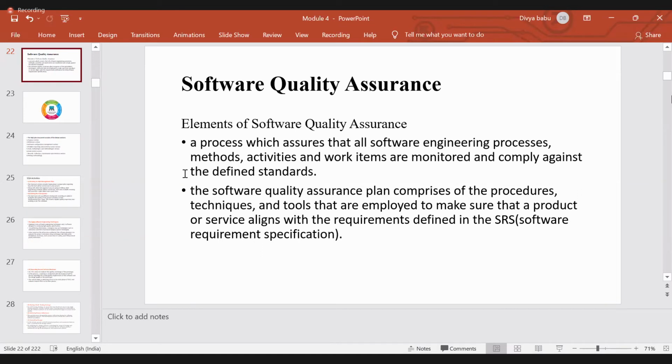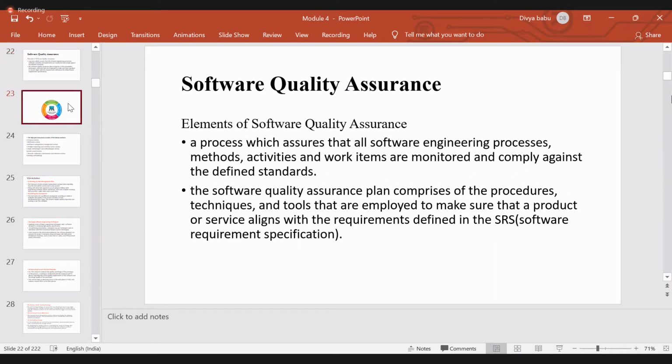SRS means software requirement specification. We clearly mention all the requirements there. And when we are trying to implement those requirements, we are using different tools, methods, and techniques. All these things should comply with some standards.